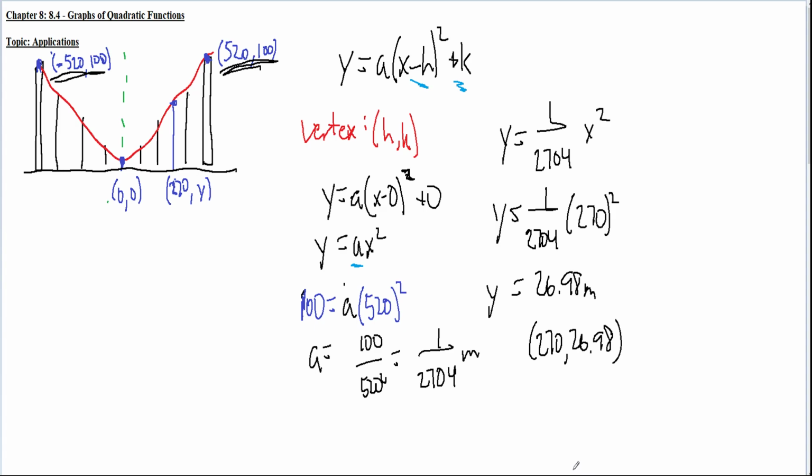Okay, that does it for this video. What we've done is we've seen how we can find certain points along the parabola if we're given the vertex and another point to solve for a. Okay. In the next video, we will begin with section 8.5, and that deals with more applications of quadratic functions.